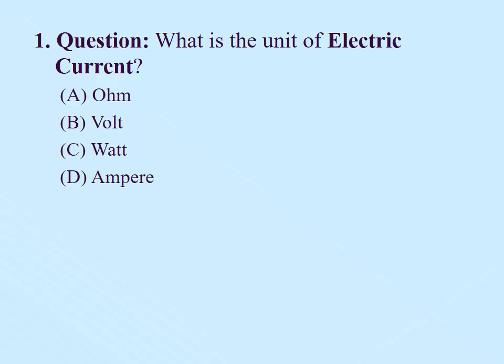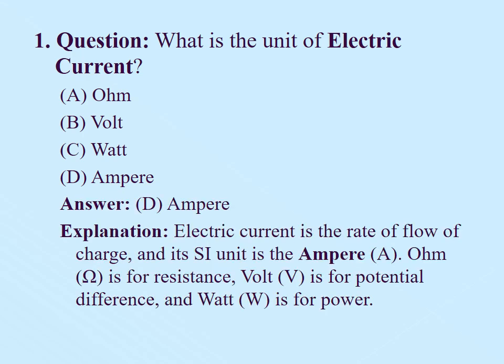Question number 1. What is the unit of electric current? Option A. Ohm, B. Volt, C. Watt, D. Ampere. Answer is D, Ampere. Electric current is the rate of flow of charge and its SI unit is the ampere. Ohm is for resistance, volt (V) is for potential difference, and watt (W) is for power.